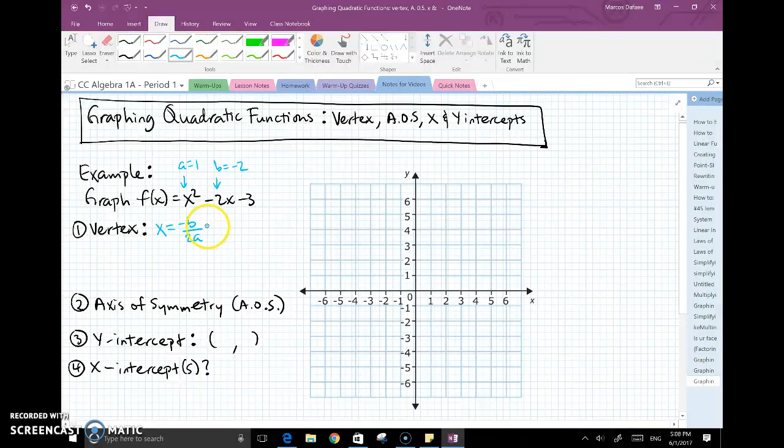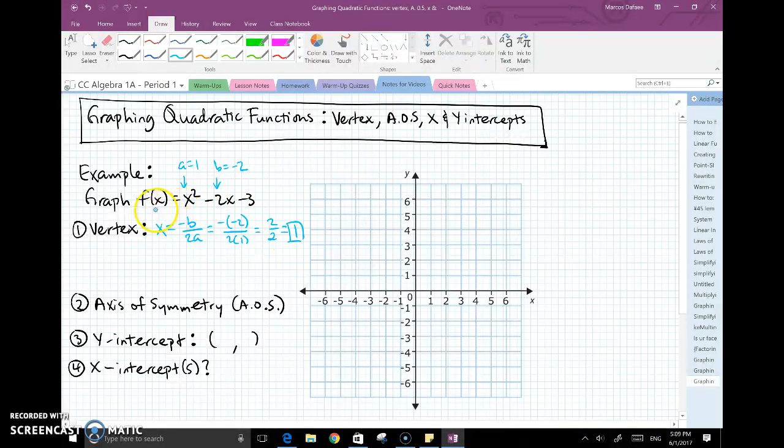So replacing those values in here, what I get is negative negative 2 over 2 times 1. Now, this would be 2 over 2, which is just a 1. Now, that's not the end, but it does give me the x value of the vertex, which is important because I already know my graph will be out 1 and then up or down somewhere, or either directly on the x-axis.